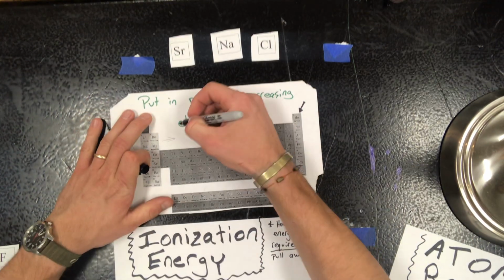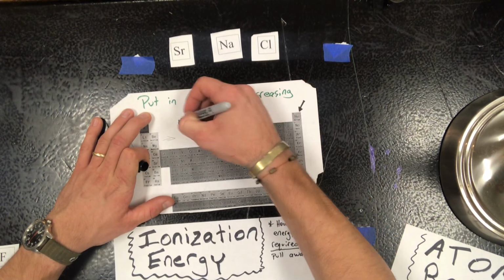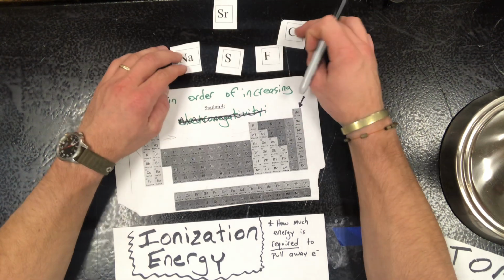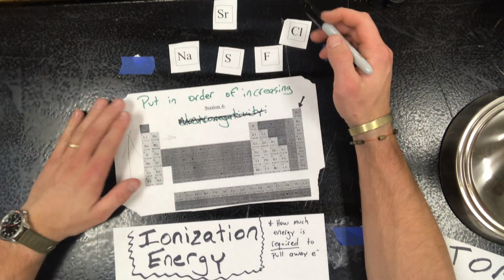Ionization energy. So we're not looking at electronegativity anymore. We are now looking at ionization energy. So let's jumble these up, throw a couple more in there. Which of these has the lowest ionization energy? So remember, our ionization energy increases in this direction.